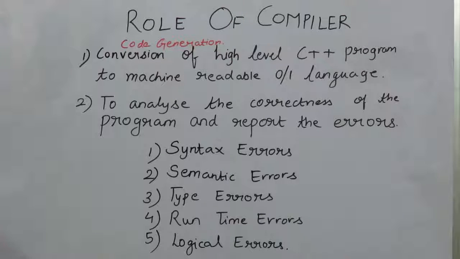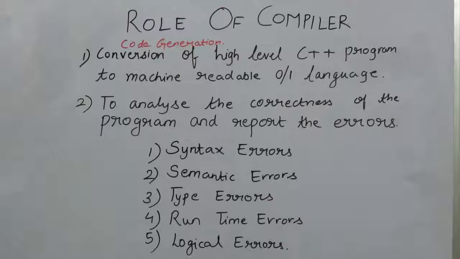Now we will study another topic, role of compiler. The first and the most important task of compiler is conversion of high-level C++ program to 0-1 machine-readable instruction code. This task we already have studied earlier. Compiler is itself a program that converts the high-level C++ program to 0-1 language. Compiler is already written in 0-1 language.